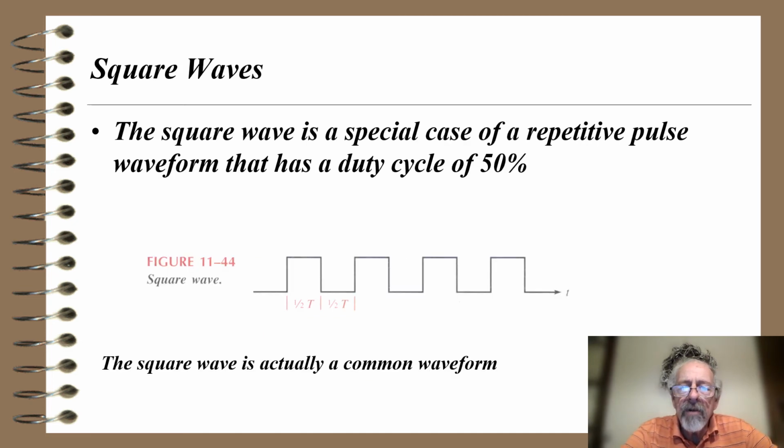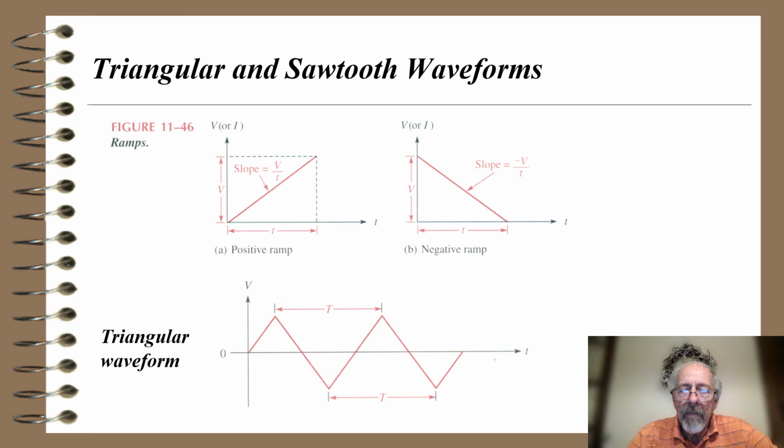So a square wave is a special case of a repetitive pulse waveform that has a duty cycle of 50%. So it's on for half the time, off for half the time. Square wave is actually a very common waveform. What about triangular and sawtooth waveforms?